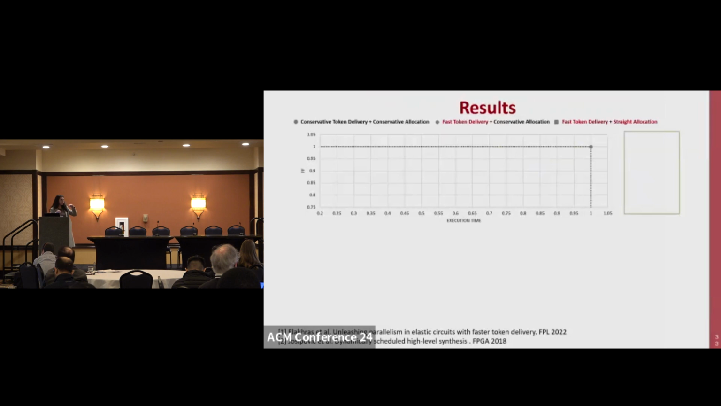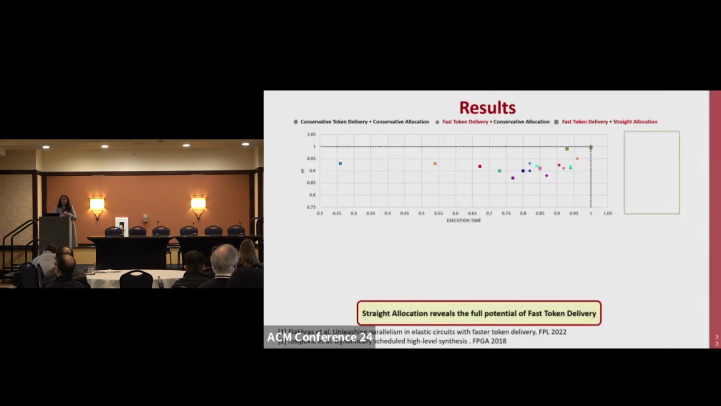And here the graph shows the execution time and the number of flip-flops. The diamond-shaped points, each one corresponds to 1 benchmark. They are the result of the fast token delivery plus the conservative allocation. And as you can see here, the effect of the fast token delivery is clear because your execution time and the number of flip-flops are improving. And then the blue, square-shaped points correspond to the fast token delivery plus our straight allocation, and they show the effect of our approach. Our approach basically reveals the full potential of the fast token delivery methodology.